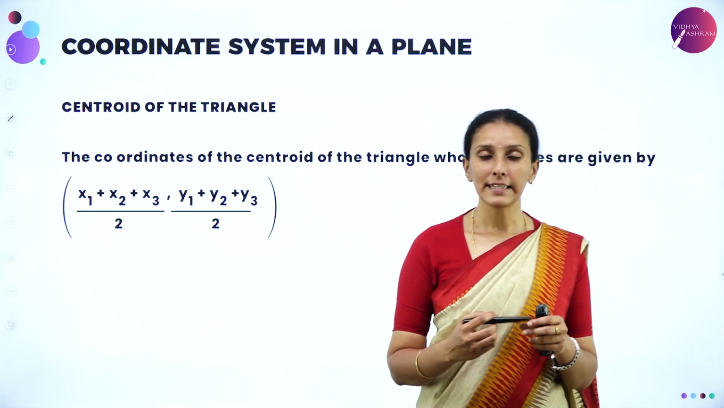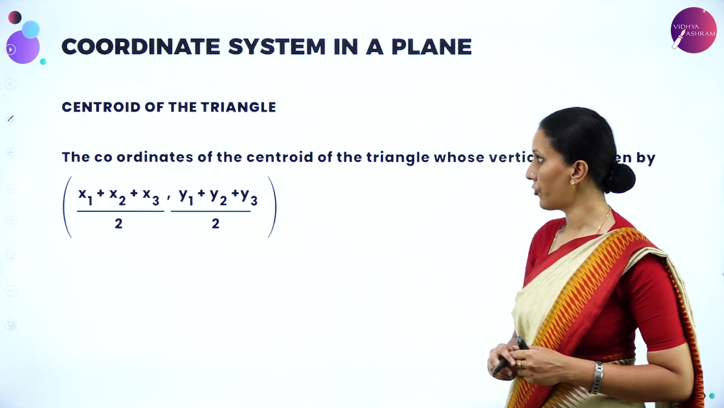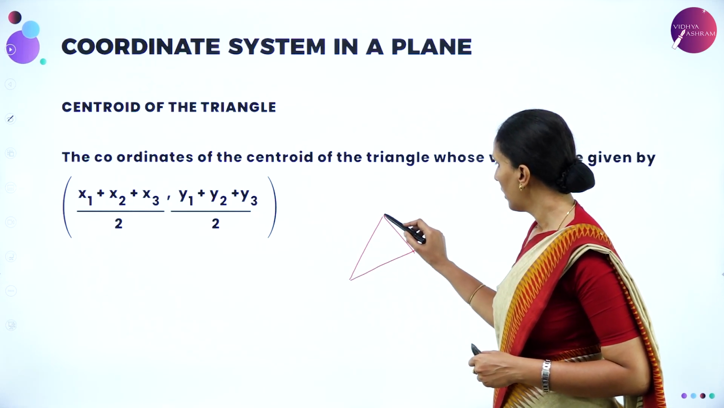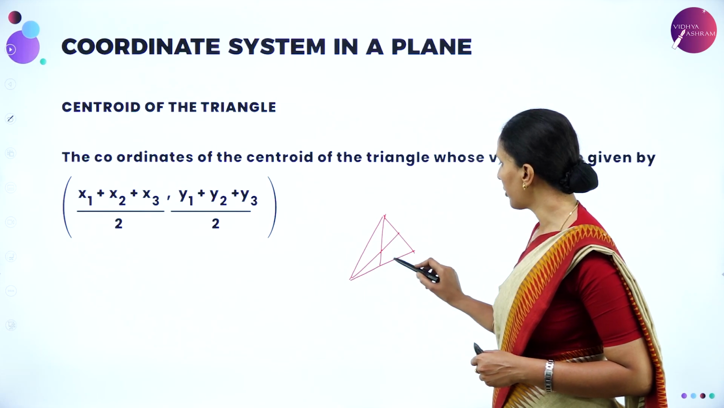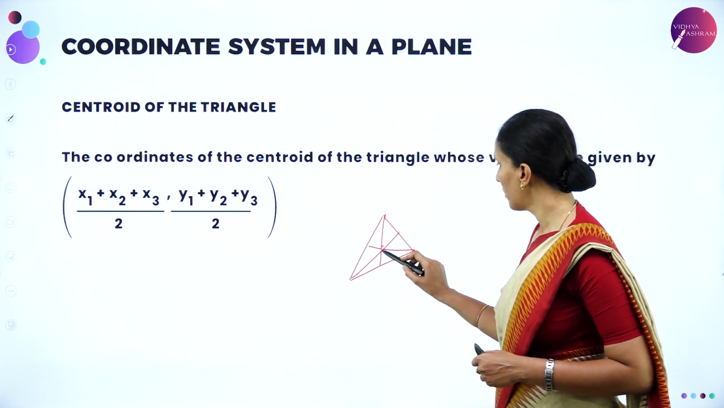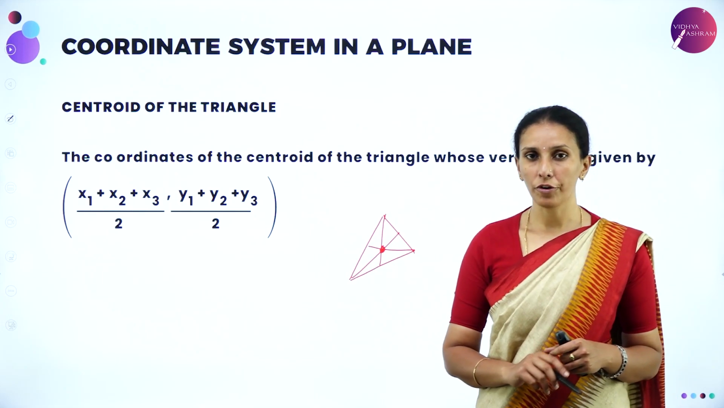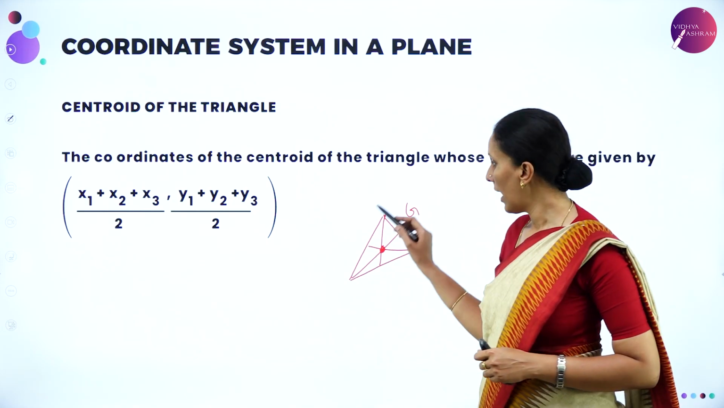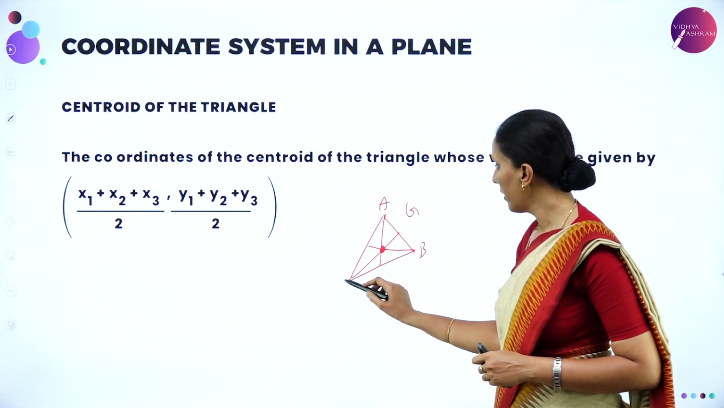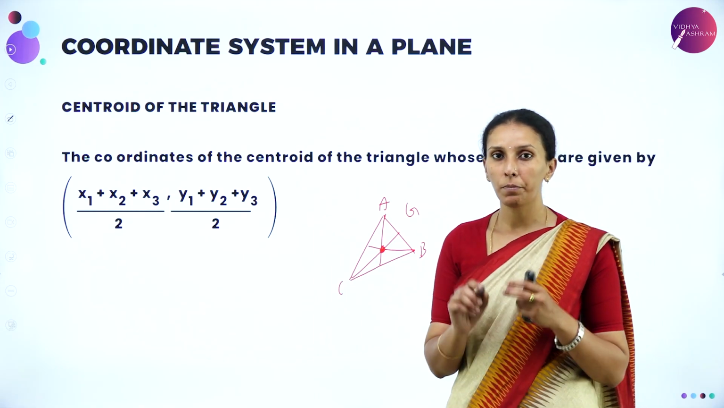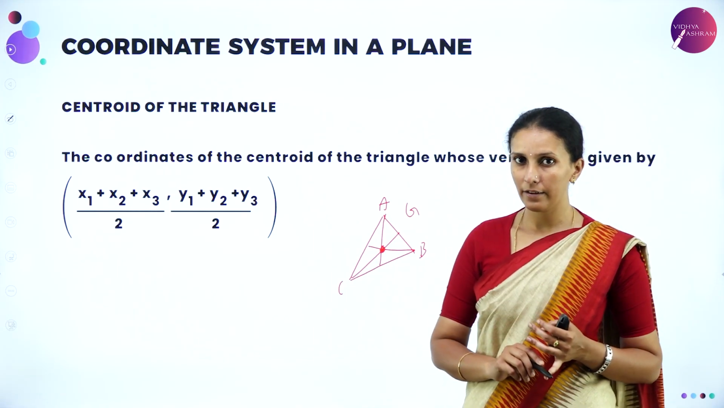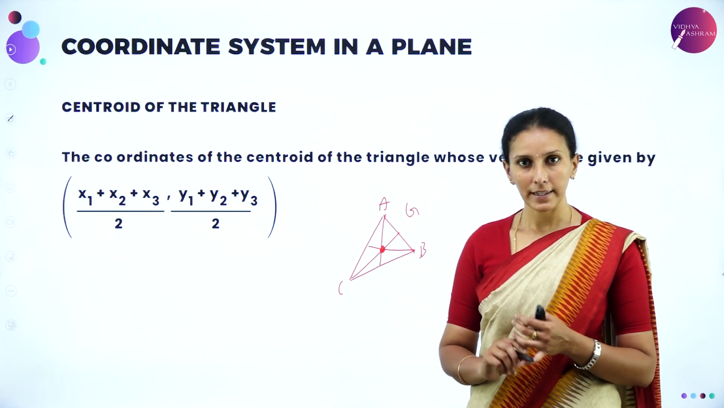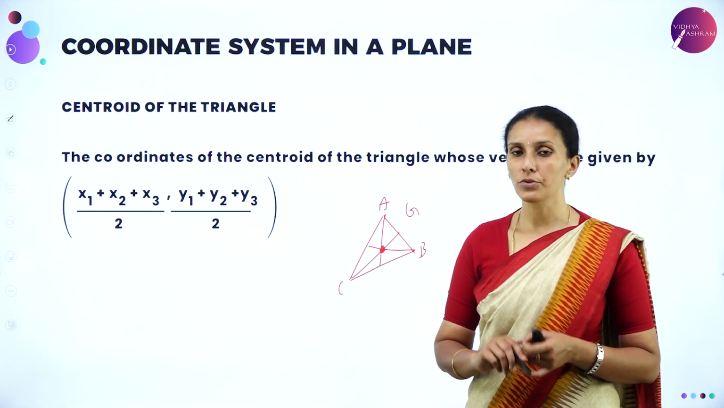So the next thing is the centroid of the triangle. What do you mean by the centroid of a triangle? Let me draw any triangle. The point of intersection of all the medians of a triangle is nothing but the centroid of the triangle, and it is usually denoted by G. If A, B, C represent the vertices of a triangle with points x1, y1, x2, y2 and x3, y3 respectively, then the centroid of the triangle is given by x1 plus x2 plus x3 by 3, comma y1 plus y2 plus y3 by 3.